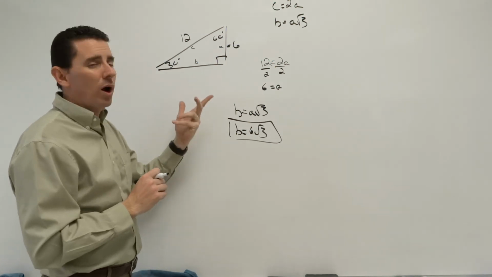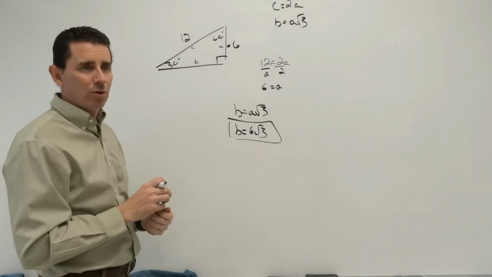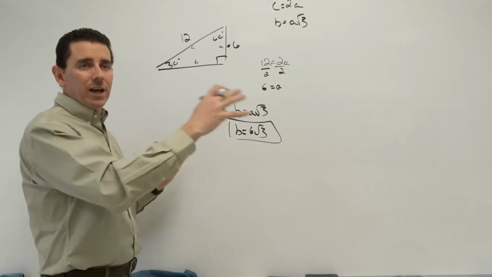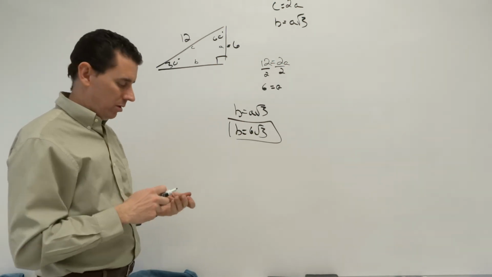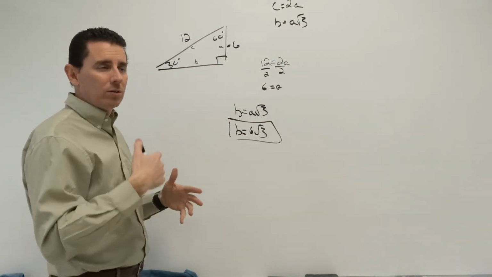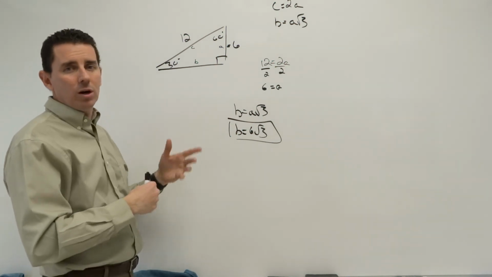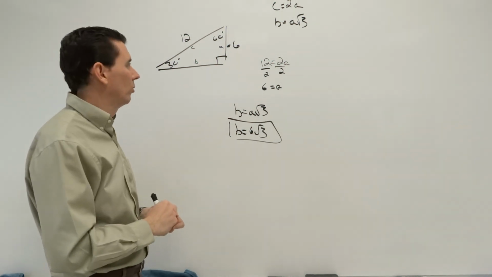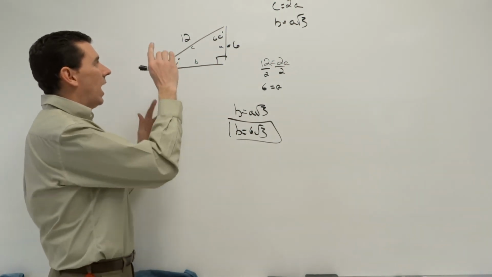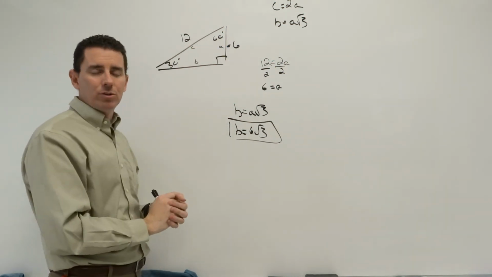And again, these properties of 30, 60, 90, and 45, 45, 90 come back to help you when you get into the unit circle in pre-cal. So hopefully this video helps you. You know, again, we're going to spend tomorrow just doing more problems with this. But if I know one side, I can jump around to the other two sides rather quickly.